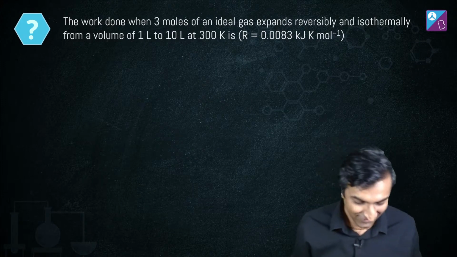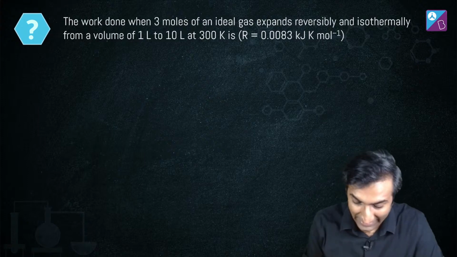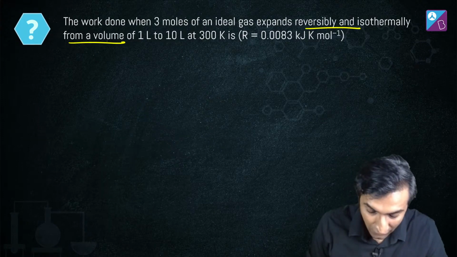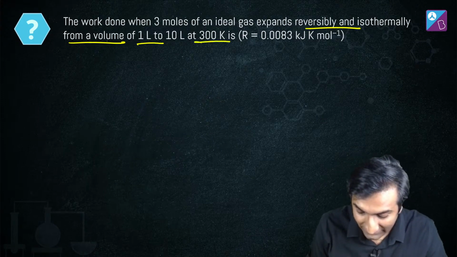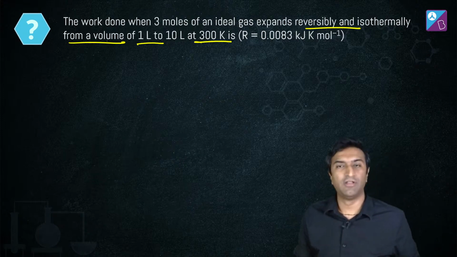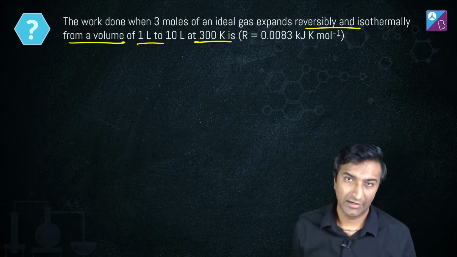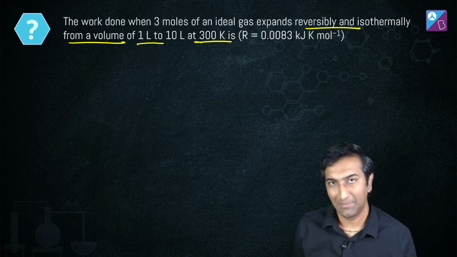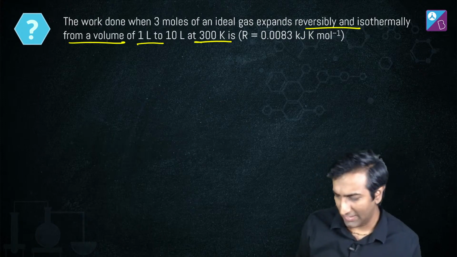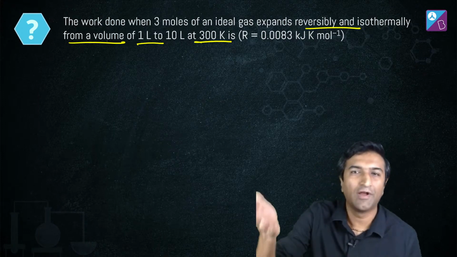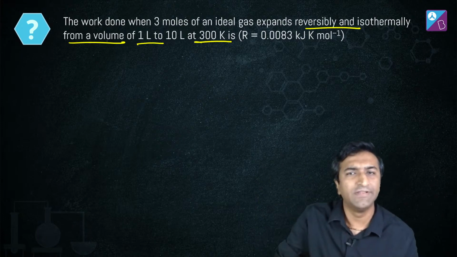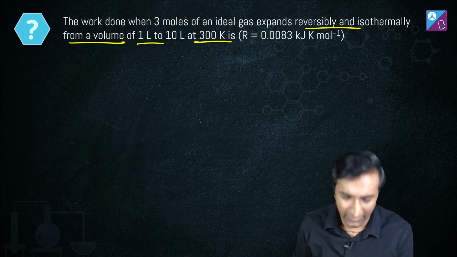Do whatever you like. The work done when 3 moles of an ideal gas expands reversibly and isothermally from a volume of 1 liter to 10 liter at 300 Kelvin is what? This was a question asked in a previous JEE paper. It was asked as an MCQ. I changed it to a numerical entry because I feel you can do this without having options, right?